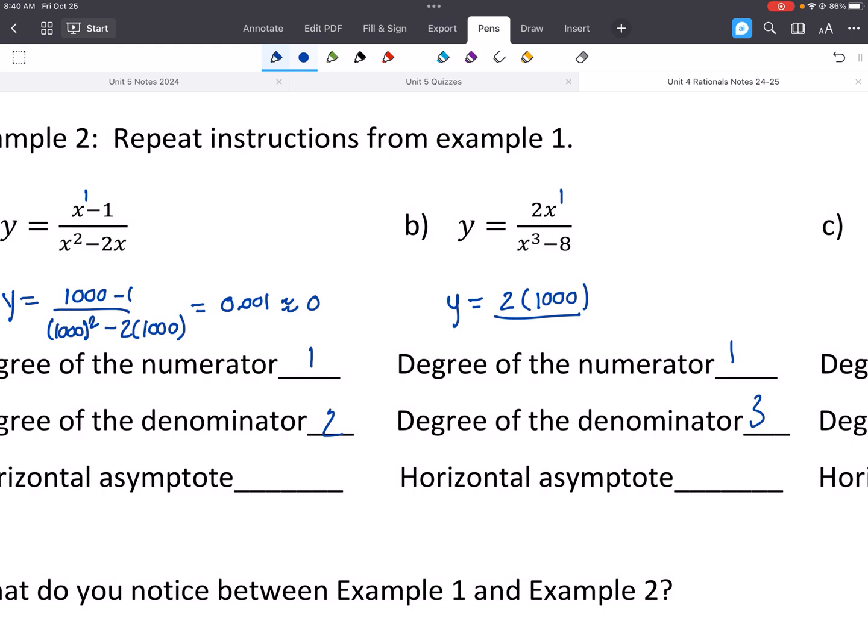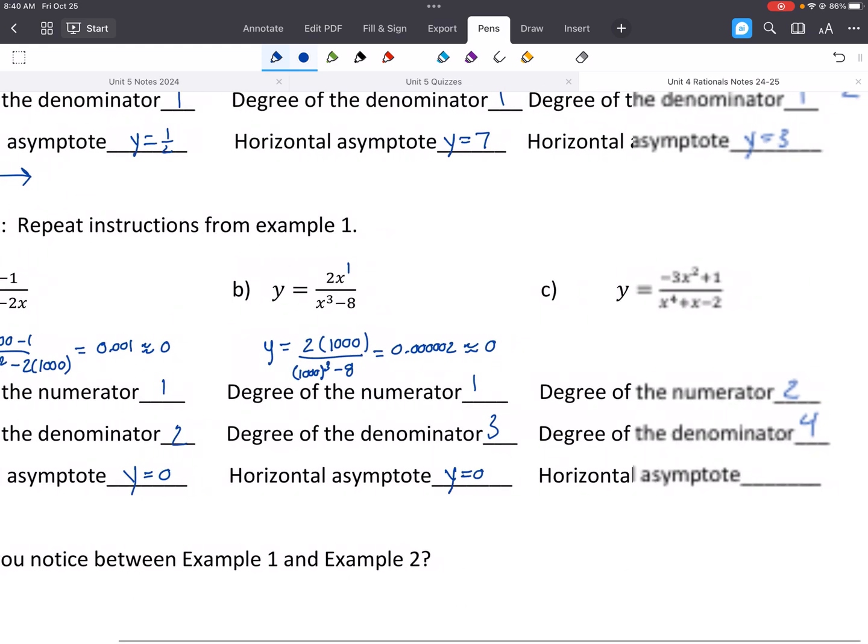But if you got stuck and forgot, you could always plug in a large number and see what you get. Okay, so here we'd get what? 1,000 cubed, which is, no, that's 1,000,000,000. Okay, and then minus 8. If we type this into the calculator, we would end up getting something like 0.000002. Again, that's approximately equal to 0. So again, these lines are y equals 0.